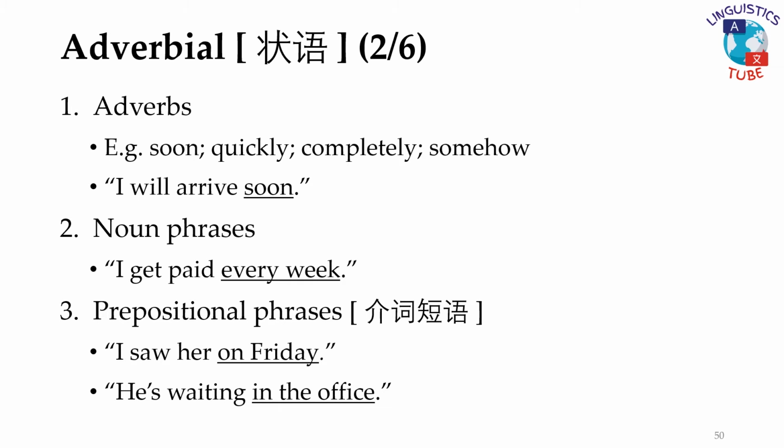The third type is prepositional phrases, such as "I saw her on Friday" and "he's waiting in the office." You can learn about prepositional phrases in another episode in this series. Basically, they are a preposition plus a noun phrase. So, Friday and the office are noun phrases, and on and in are prepositions. Together, they become a prepositional phrase. They again give us more detail about where and when something happens.